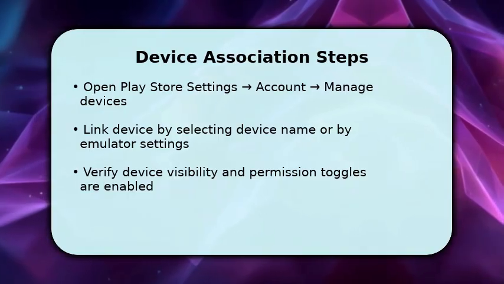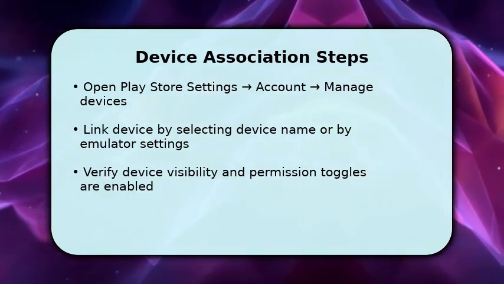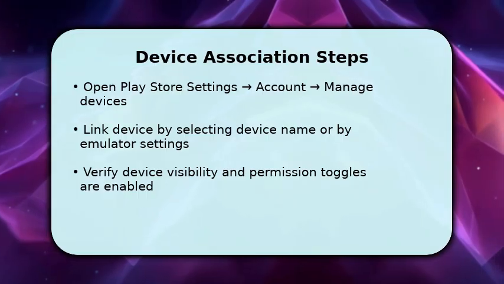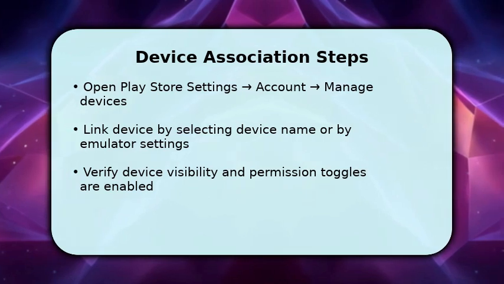Make adjustments in emulator settings if needed, like Google Play Services and device ID exposure. Once you confirm visibility, Play can target that device for app installs and license checks across your account.